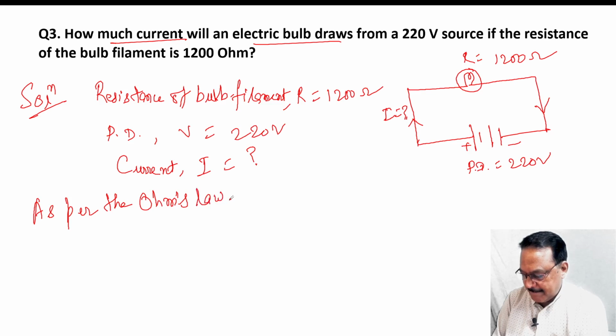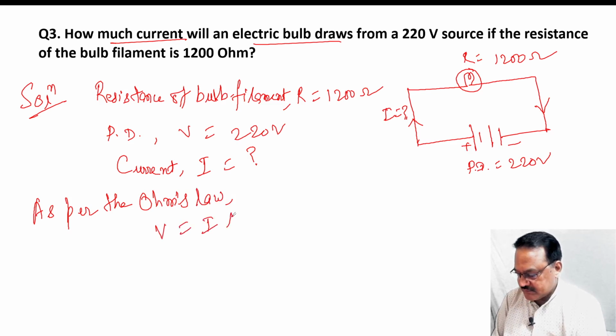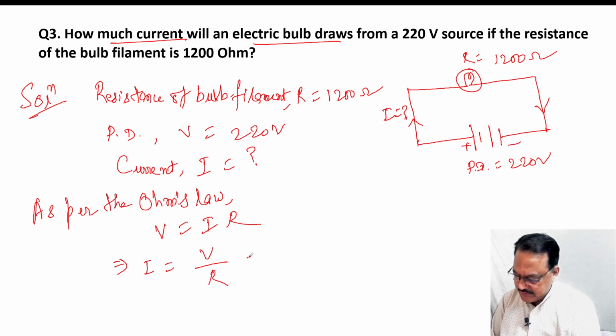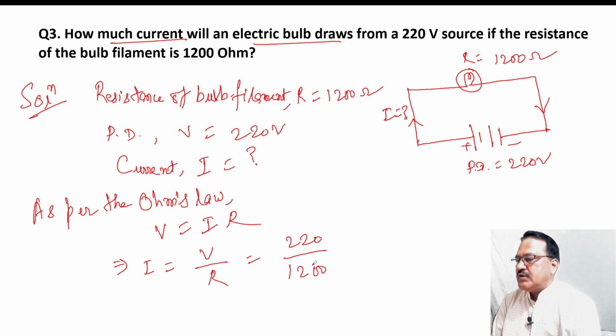Ohm's law: V equals I into R. We can write here, I to be calculated, I equals V by R. Now put the value. V means how much? 220 volt. R means 1200. We have to write like this.